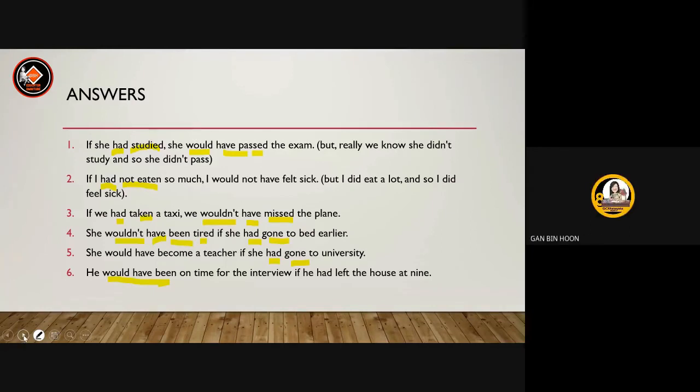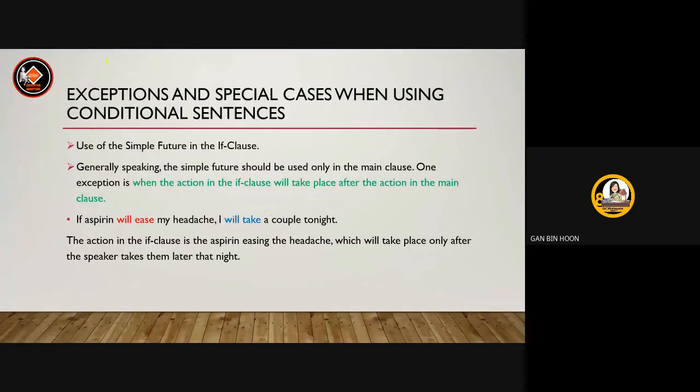Yes, teacher. No. Any question? Okay, good. This is a bit difficult, but conditional sentences are very important.